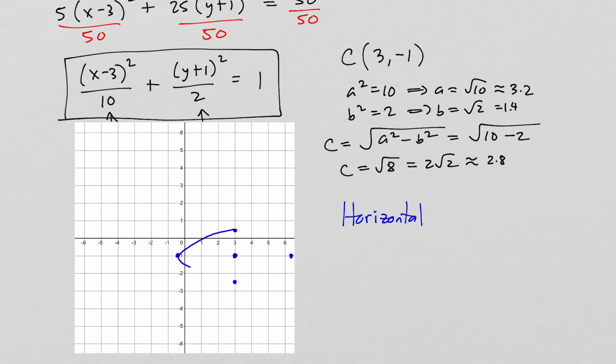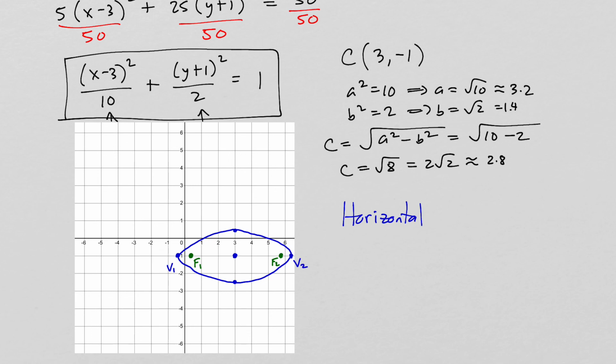So notice that you can sketch the ellipse without knowing the foci. But the foci are going to be 2.8 units to the right and to the left. So 2.8 units to the right puts us right about here. 2.8 units to the left puts us right about here. So we'll call this focus 1, focus 2, vertex 1, vertex 2.